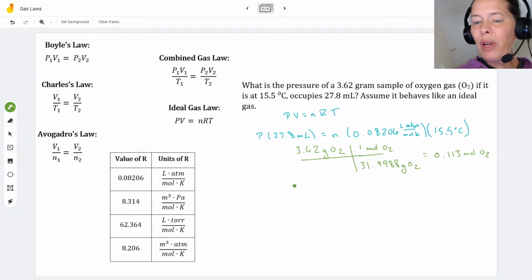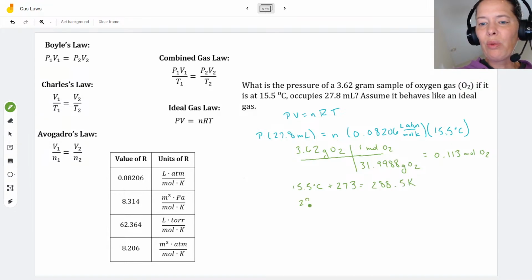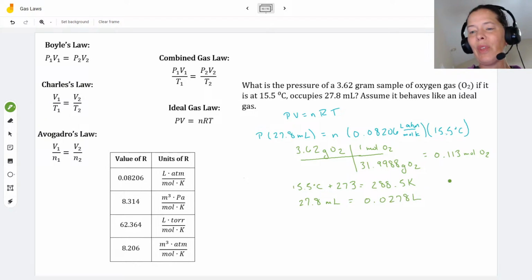My 15.5 degrees Celsius plus 273 is going to give me 288.5 Kelvin. And of course, my 27.8 milliliters is the same as 0.0278 liters. So those are all the conversions, and I had to do a lot of conversions for this problem.